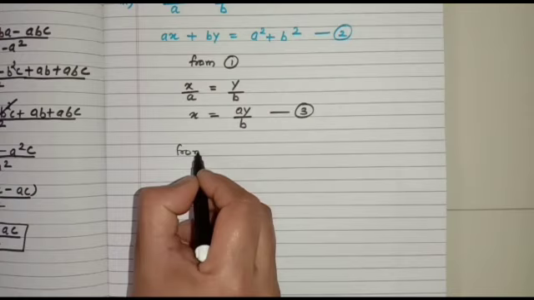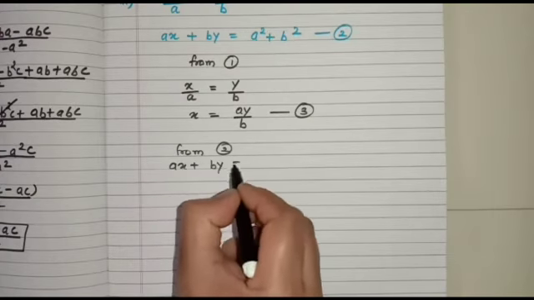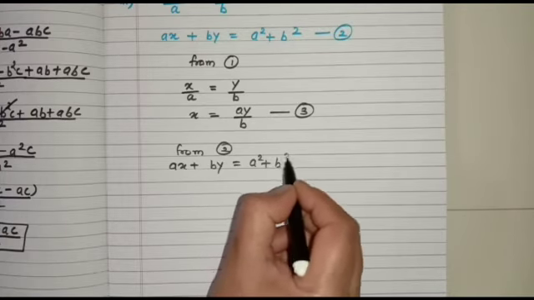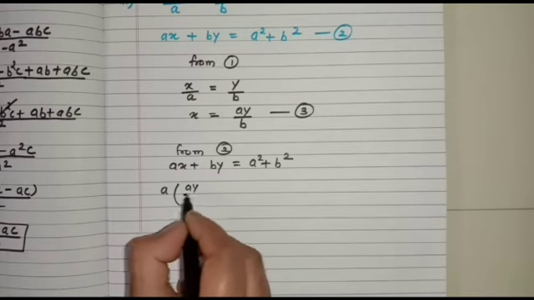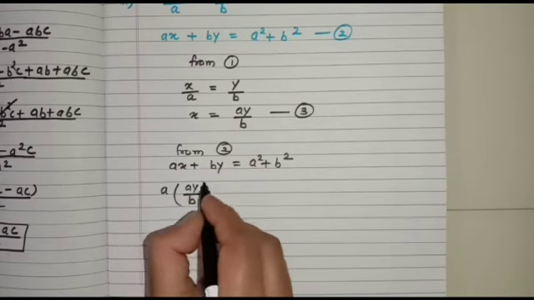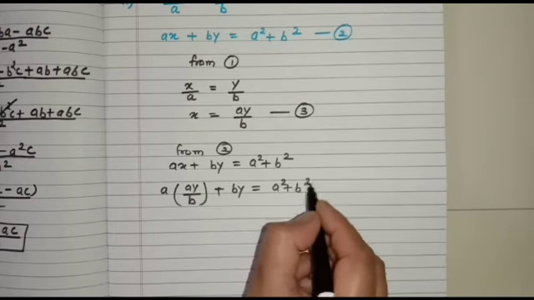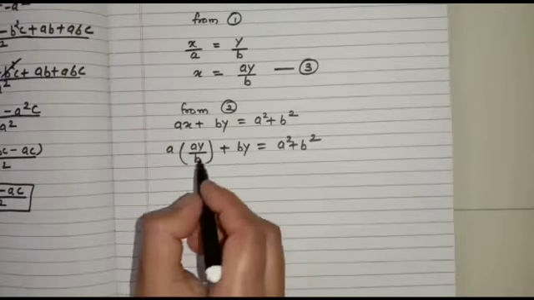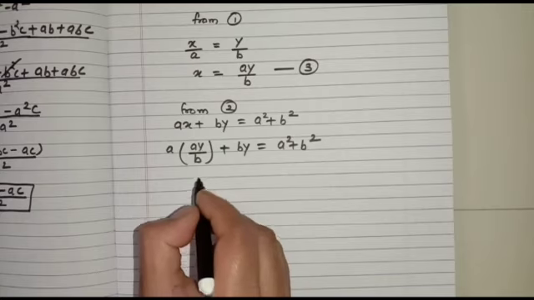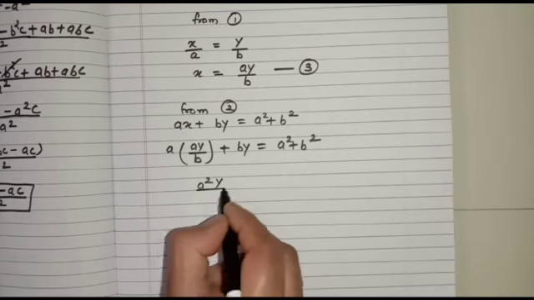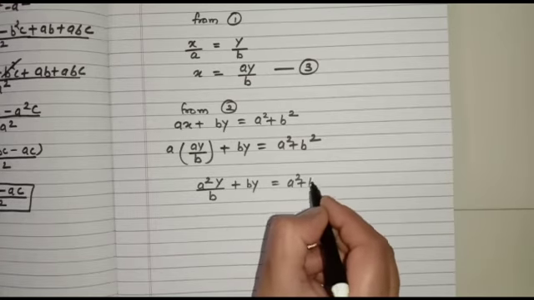From 2, ax plus by equals a square plus b square. The value of x is ay upon b, plus by equals a square plus b square. As you can see, when you multiply this a, you will get a square y upon b plus by equals a square plus b square.